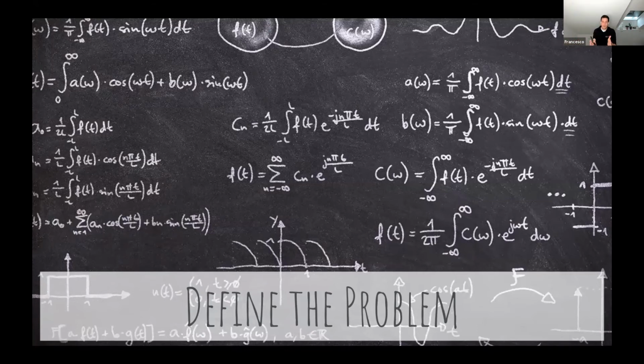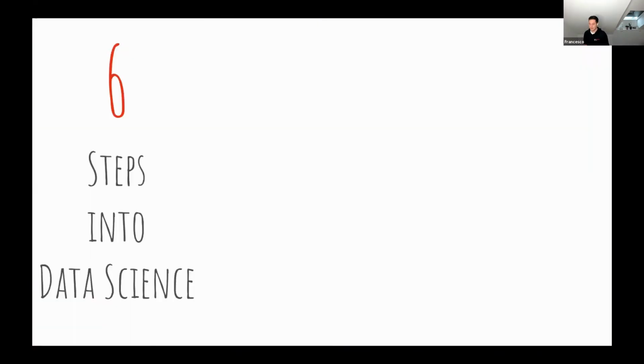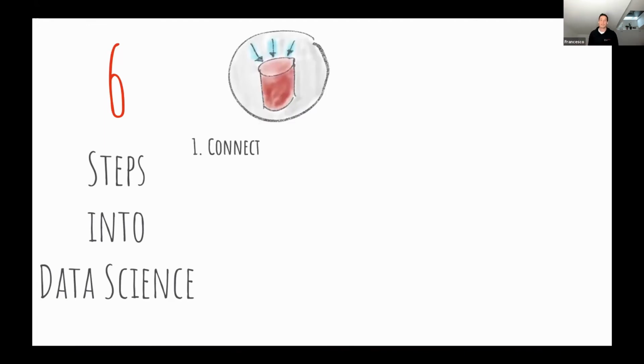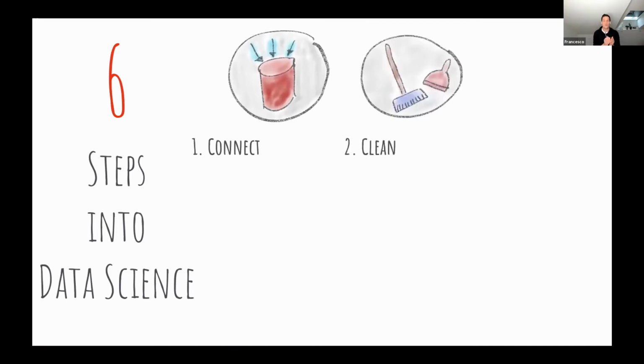Once you define the problem, which is the pre-step done outside the platform, now we start talking about what they call the 6 steps into data science. So 6 steps, let's see them, and then we will go in detail. First thing, you connect to the data. There is no data science, no machine learning without data. So we need to be able to connect to the data set. Second step, we need to clean the data set. We will see later there are a lot of cases, a lot of things. We cannot expect our data to be perfect. We will need to clean it a little bit.